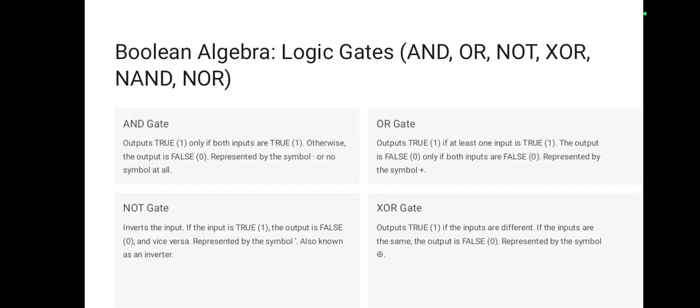Next, we come to Boolean algebra. Logic gates: AND, OR, NOT, XOR, NAND, and NOR. AND gate outputs true only if both the inputs are true, otherwise the output is false, represented by the symbol dot. OR gate outputs true if at least one input is true; the output is false if both the inputs are false, represented by the symbol plus. NOT gate inverts the input: if the input is true, the output is false, and vice versa, represented by the symbol inverted commas, also known as an inverter. XOR gate outputs true if inputs are different. If the inputs are the same, the output is false, represented by the symbol plus within a circle.